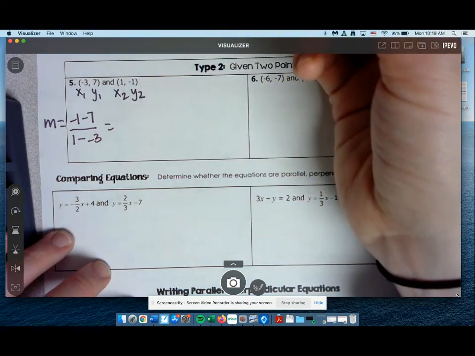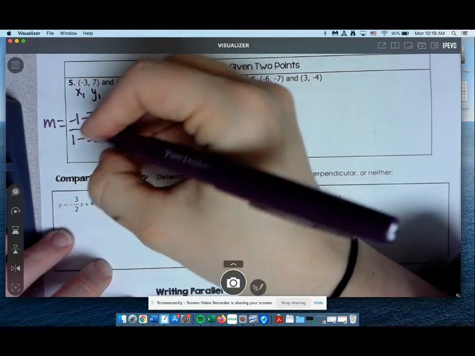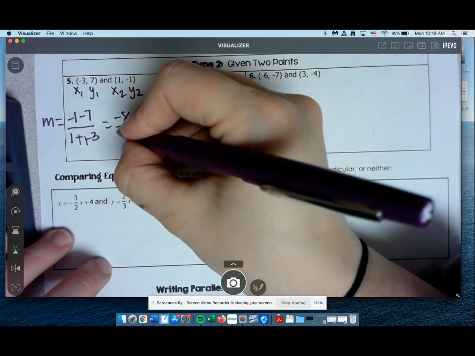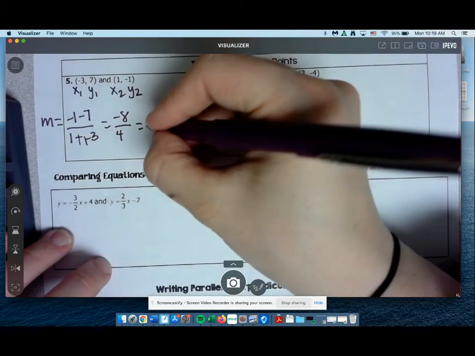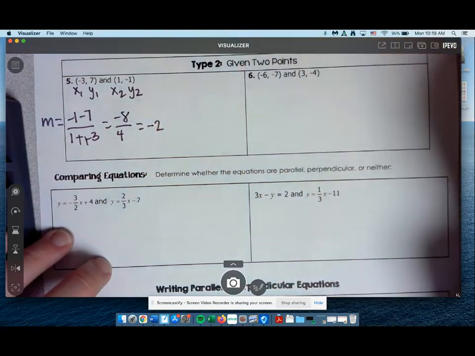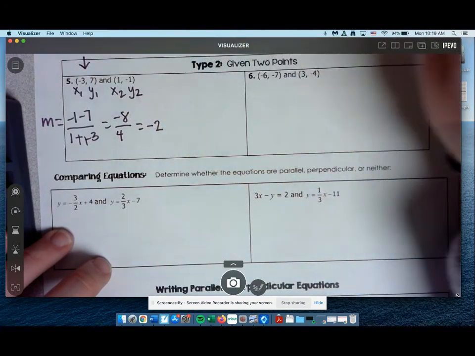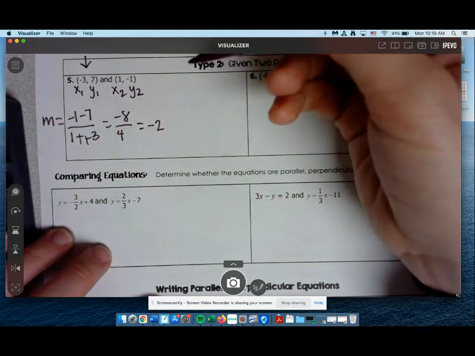Negative 1 minus 7 is negative 8. 2 negatives really becomes adding, so 1 plus 3 is 4, and we know that we can reduce that to negative 2. So now we know our slope is negative 2. I'm going to use this point right there. You could use either one, but I'm just going to use the first one.